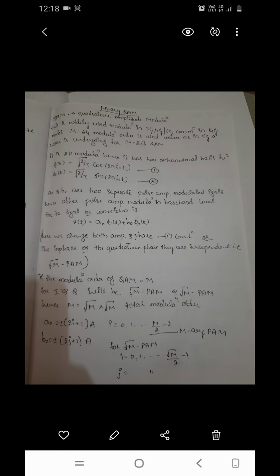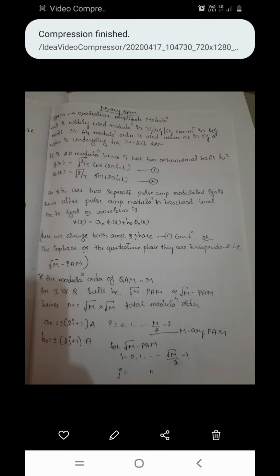Hello friends. So today we will be discussing M-ary QAM. QAM stands for quadrature amplitude modulation. This is a widely used modulation, mainly in 3G, 4G and 5G communication. In 4G, M will be equal to 64, whereas in 5G, as the work is undergoing, it is M equal to 256 QAM, that is the number of modulation orders.